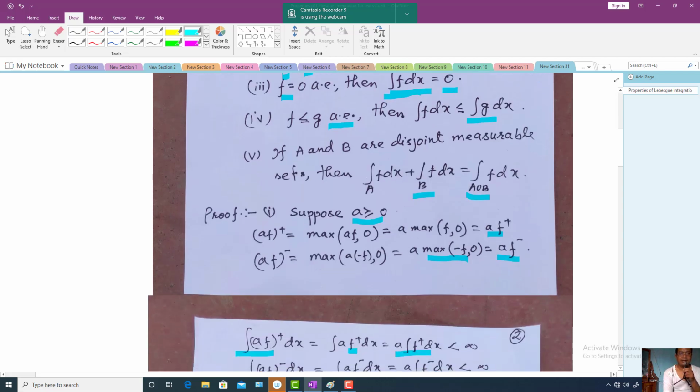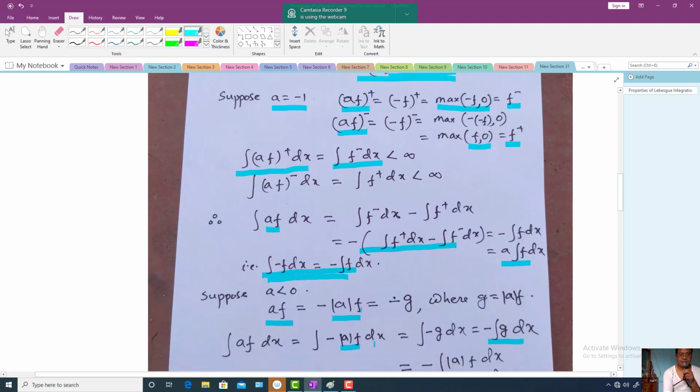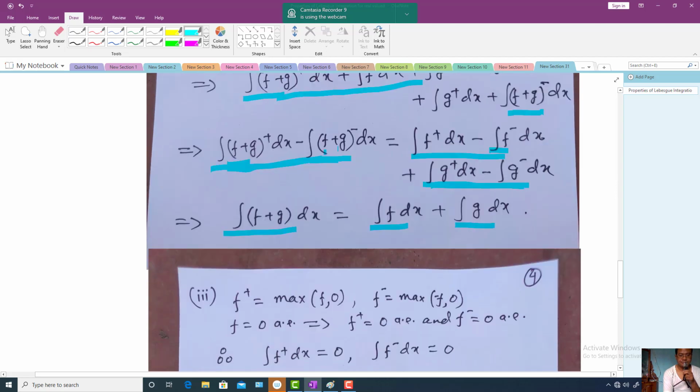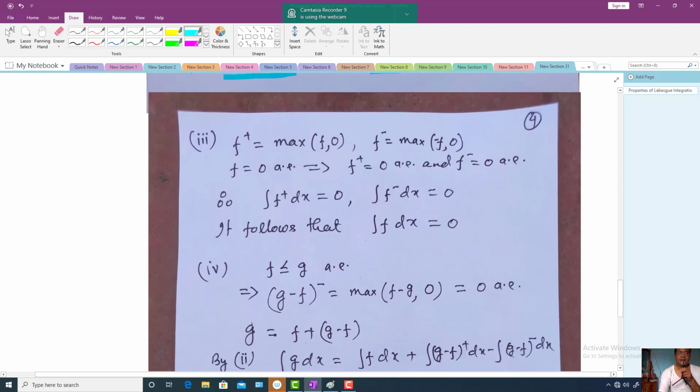So for this one we have done for non-negative real valued function. So f positive is what? f positive is equal to maximum of f and 0. Similarly, f negative from the definition is equal to maximum of minus f and 0.